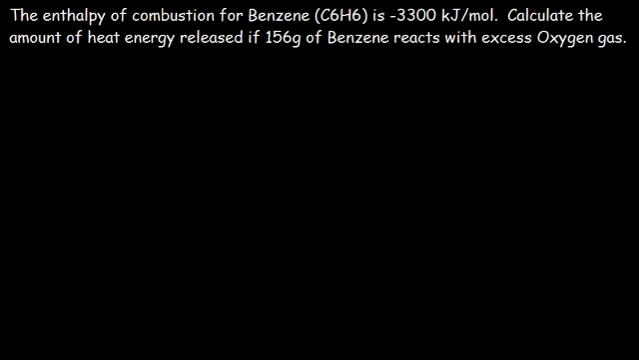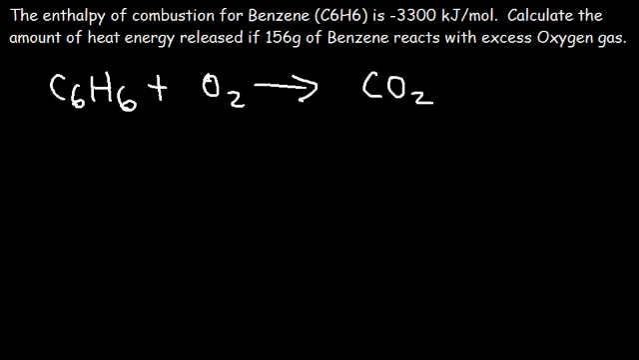Try this one. The enthalpy of combustion for benzene is negative 3300 kilojoules per mole. Calculate the amount of heat energy released if 156 grams of benzene reacts with excess oxygen gas. So let's write the combustion reaction. So we have benzene, which is C6H6, and it reacts with oxygen gas. And the products of combustion are always CO2 and H2O. So to balance it, what do we need to do?